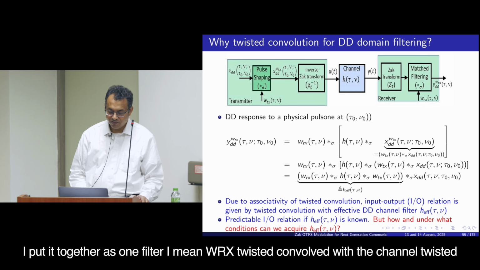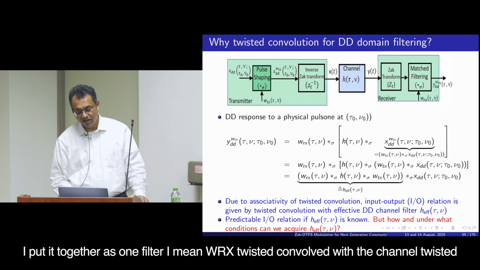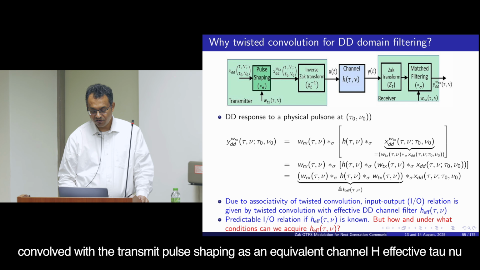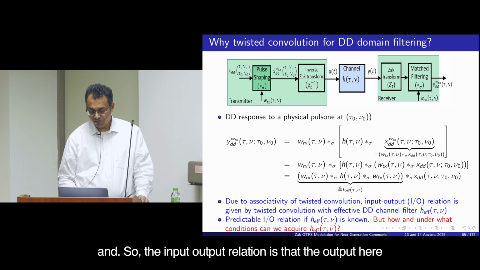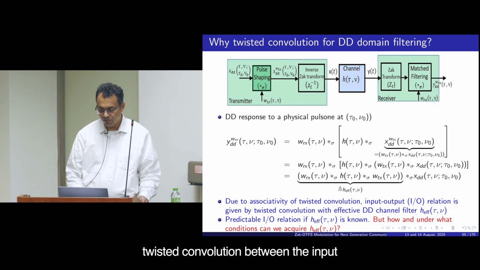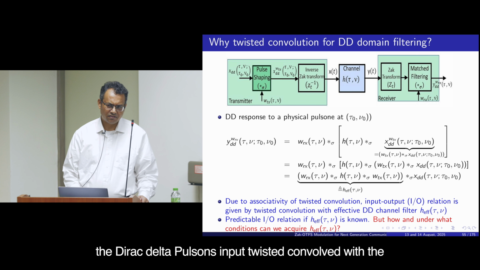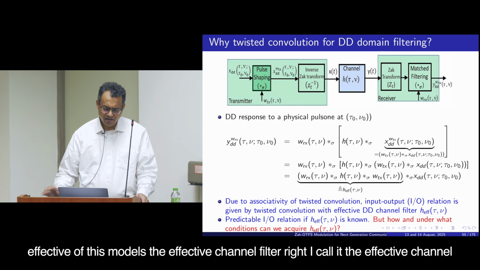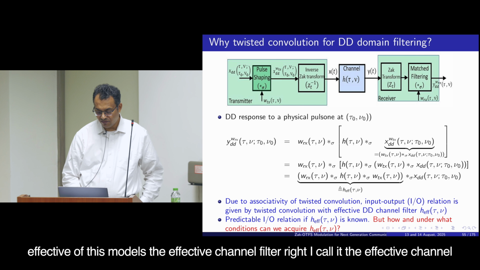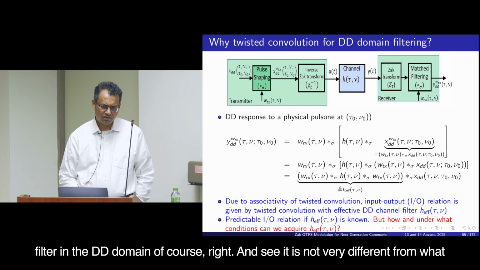I mean WRX two-state convolved with the channel, two-state convolved with the transmit pulse shaping, as an equivalent channel H effective tau nu. And so the input output relation is that the output here after the match filter is simply a two-state convolution between the input, the Dirac delta pulson input, two-state convolved with the effective, now this models the effective channel filter, right. I call it the effective channel filter in the DD domain, of course.